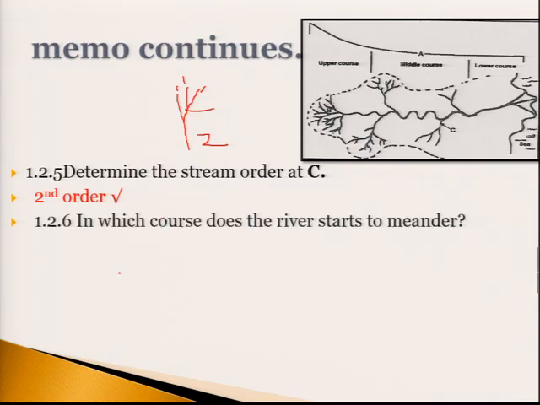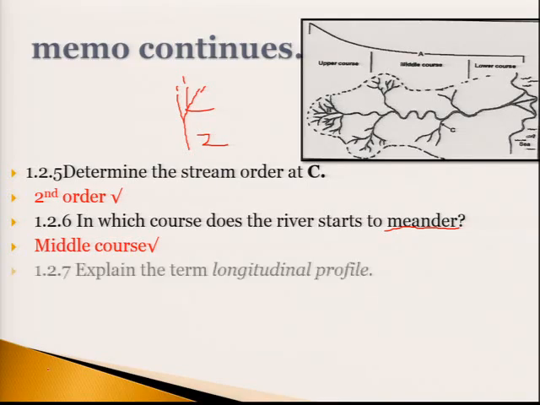Question 1.2.6. In which course does the river start to meander? When you check your profile, the upper course, is it meandering? The middle course, is it meandering? Yes, we start to find it, and then in the lower course we start to have your deposition. Then we say it starts to meander in the middle course.